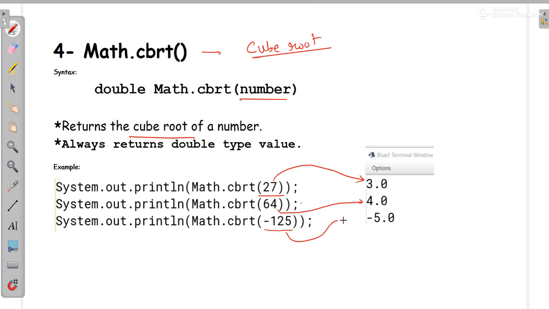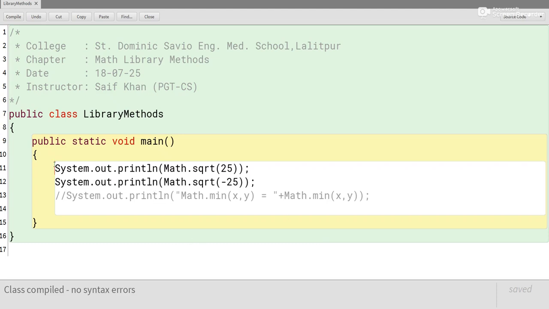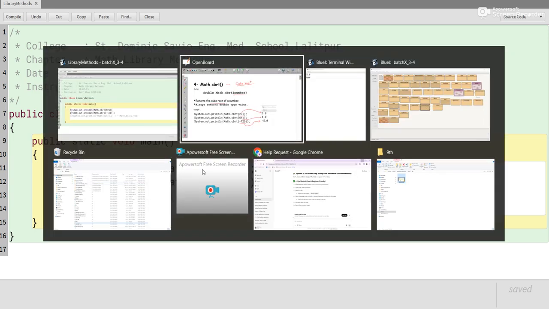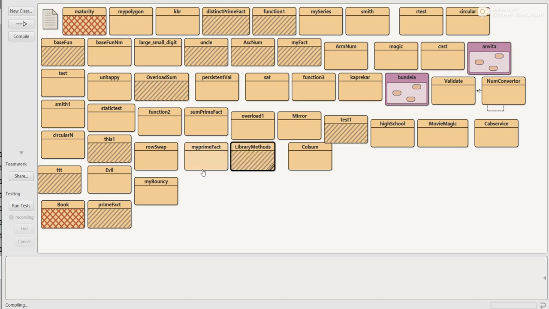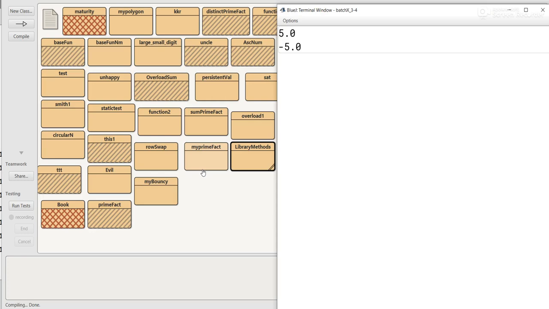So let's take a look in BlueJ with one example. I am just changing it to CBRT. Now this is 125. This is also minus 125. Let's take a look. What is the output? Compile and run, and your output is here, 5.0 and minus 5.0. Till now, mostly all the functions are returning double.